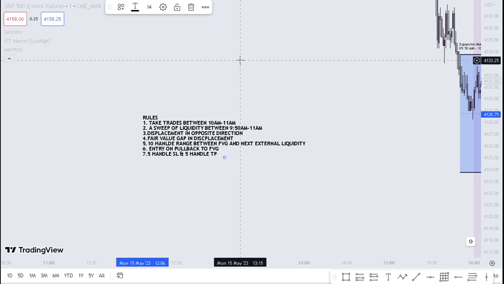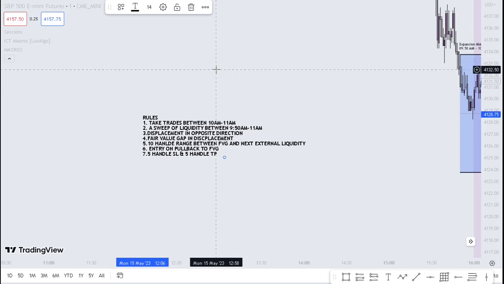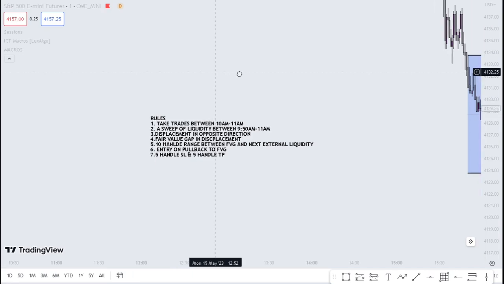Today we'll be going over the ICT silver bullet strategy, which has been going crazy on social media right now due to its high win rate and accuracy. So I'll be showing you guys how you can use it in a very optimal way. So first, let's go over the rules.